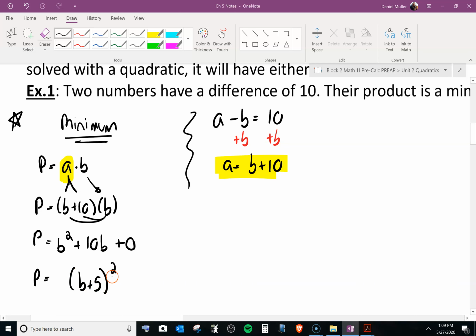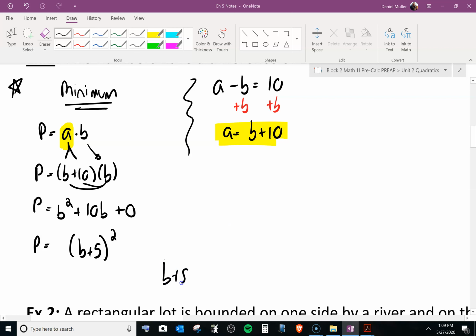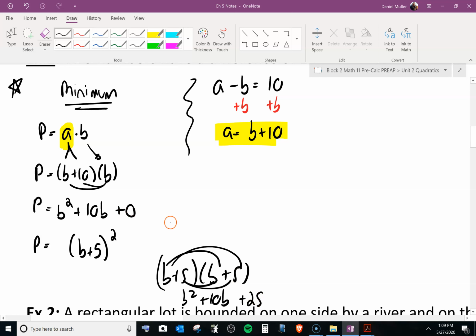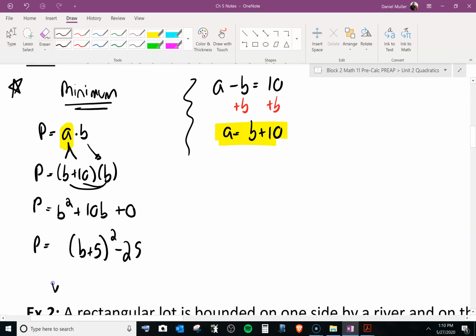Then you can do your foiling. You can FOIL b plus 5 times b plus 5: b squared, 5b, which is 10b, plus 25. So you're at 25, but you need to get to 0. So we're going to subtract 25 in order to get to 0. That way I'll get something that matches. I need 0, and this gets me 0. So I'm going to erase this and just write down what my vertex is. My vertex is -5 and -25.